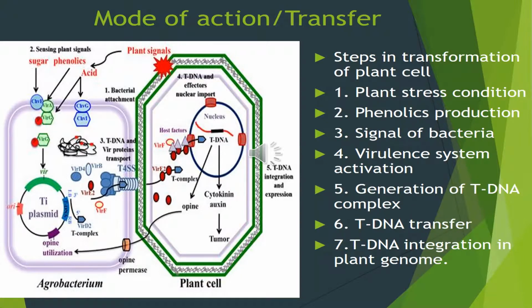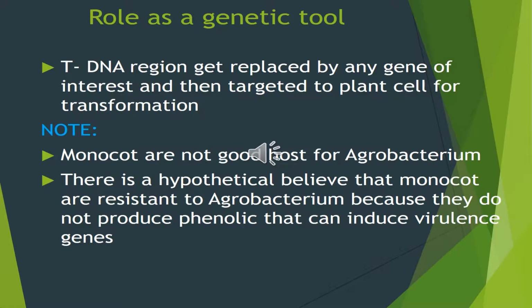So we have come to the last slide, where we are going to see the role of Agrobacterium as a genetic tool. If we want to use Agrobacterium as a genetic tool, then the tDNA region has to be replaced by our gene of interest, and then it has to be targeted to the cells for the transformation of plants or generation of transgenic plants.